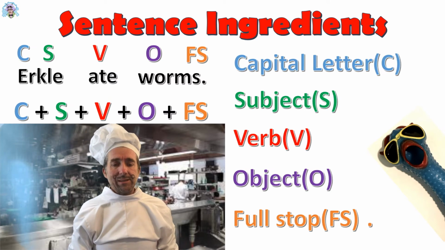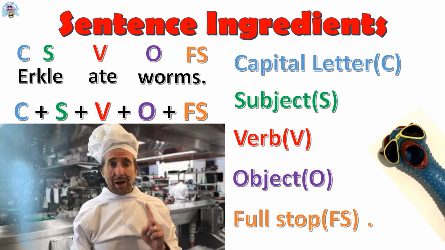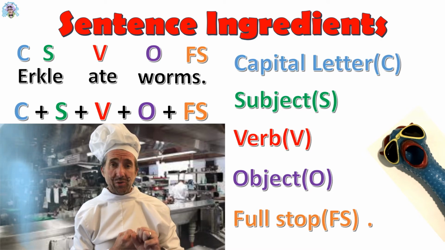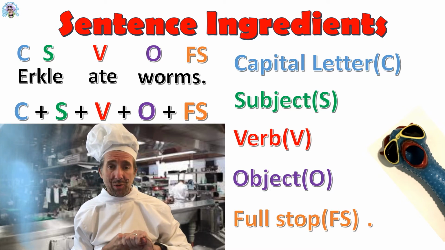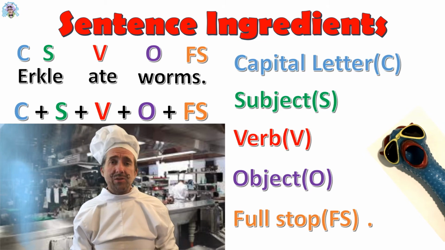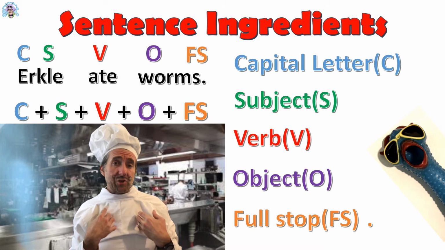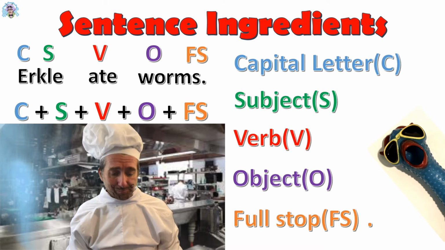Now, sentence ingredients. You've seen them all here now. But remember, they were a capital letter at the beginning, a subject, a person or thing who's normally doing the action that the sentence is about, a verb, which is an action or doing word, an object that sometimes is in a sentence. That's normally the person, thing, or pet that is receiving the action or the action's being done to, and always at the end of a sentence, we have a full stop.